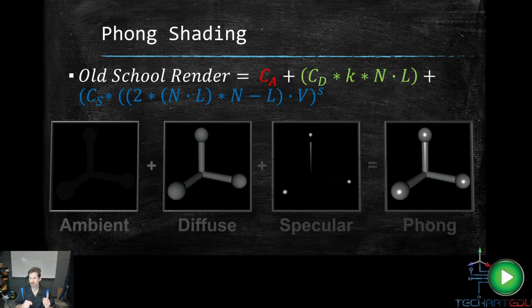The old school renderer equals the color of the alpha plus the color of the diffuse times the K times the N dot L, plus all of that gobbledygook right there, and the blue stuff is the specular. Believe you me, folks, this equation looks much worse than it actually is. It's actually pretty simple, because all it really means is your final color equals your ambient color plus your diffuse color plus your specular color. When you add those three up, you get your rendered image. That's pretty easy, right?